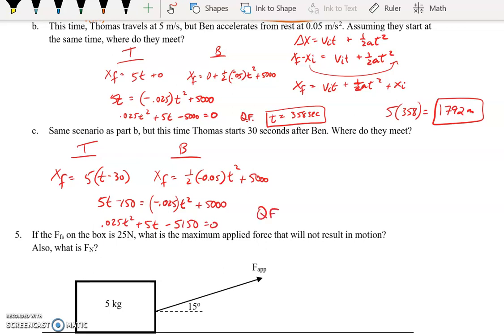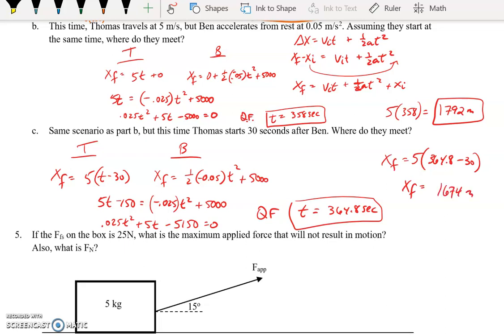Do the quadratic formula. Time comes out to 364.8. The other answer is negative 565, but obviously that can't be right. Plug that time back in. So 5 times 364.8 minus 30 gives us a final position of where these two would meet at 1674 meters. And that's from where A started. That's from where Thomas started.